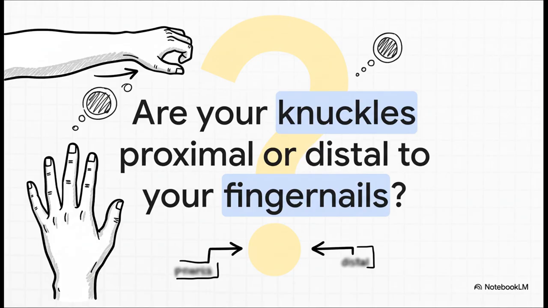All right, to wrap this up, here's one final challenge, and it's all on you. Go ahead, look at your own hand right now. Are your knuckles proximal or distal to your fingernails? Just remember the attachment point, apply the logic we talked about, and you'll have the answer. It's a great way to make sure this concept really sticks.